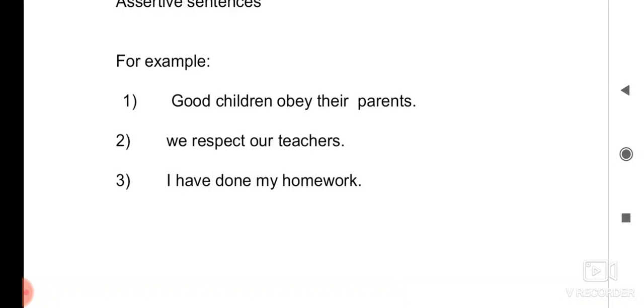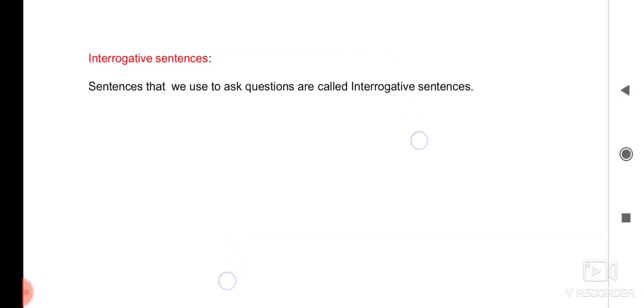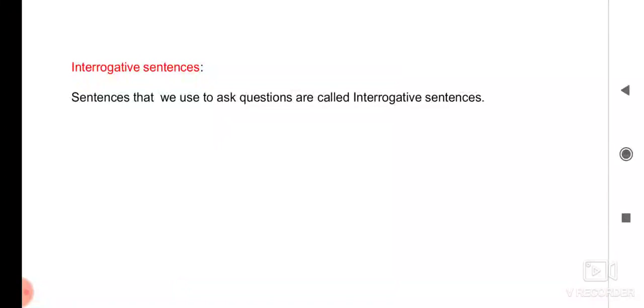Let us move on to the second kind of sentences, and they are called interrogative sentences. Sentences that we use to ask questions are called interrogative sentences. A question mark is used at the end of an interrogative sentence. Now, to make it more clear, let us take a few examples.